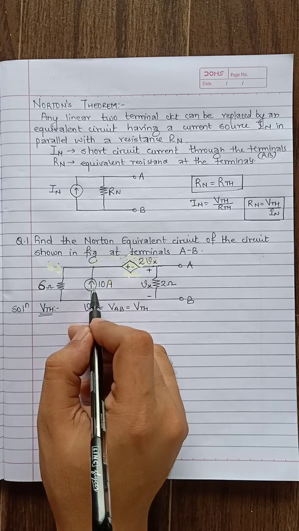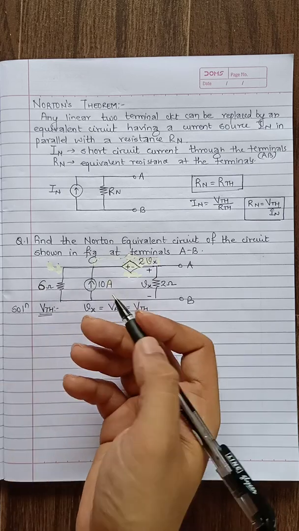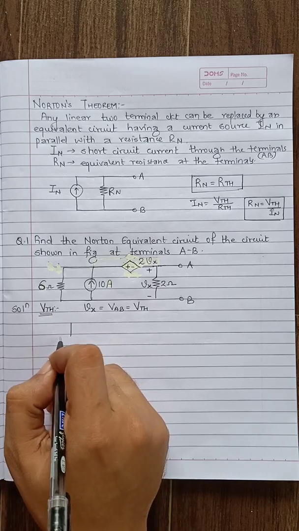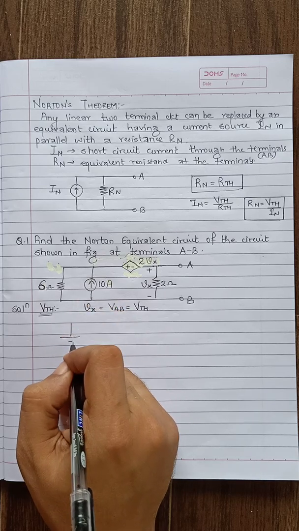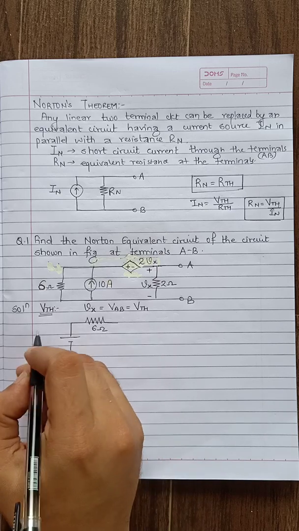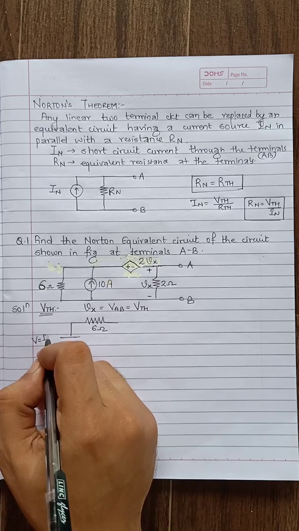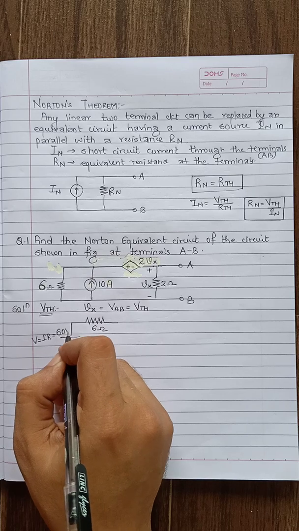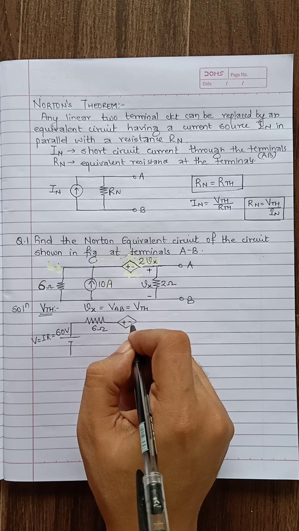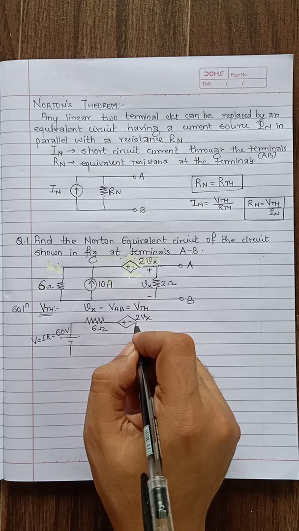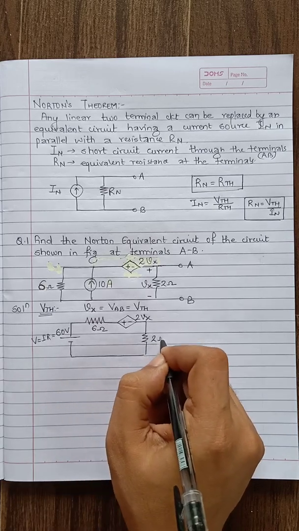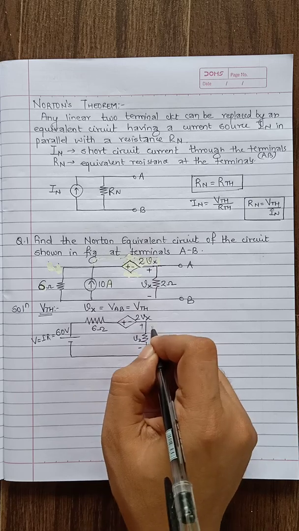I'll do source transformation. A current source in parallel with a resistance will be converted to a voltage source in series with a resistance. So I'll have the 6 ohm resistance, and this voltage will be I into R, so this will be 60 volts. The dependent source stays as it is, plus minus 2 times Vx, then here you have 2 ohms and plus minus Vx.